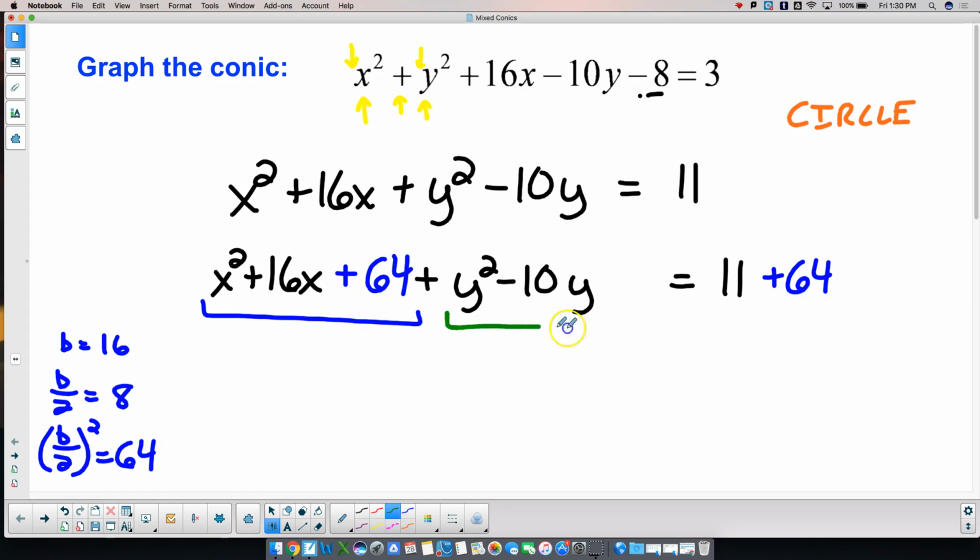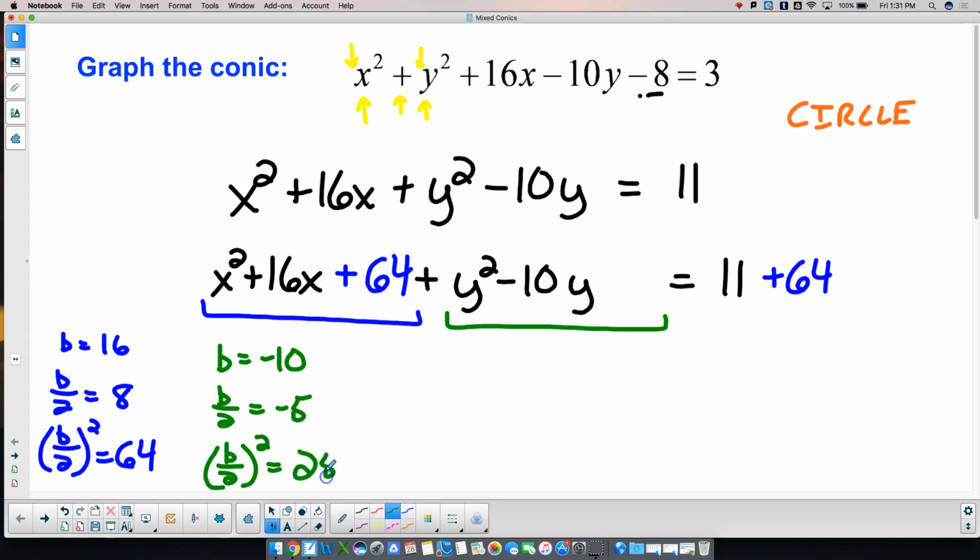Then, now I can work my y. That's going to be a b value of -10. I'm going to divide that by 2, gives me -5. I'm going to square it, gives me 25. Oh, those are 2 bad 5s. We can be better than that. Much better. Okay? So I'm going to fill this gap with plus 25, and I'm going to fill this then to balance it out with a plus 25.